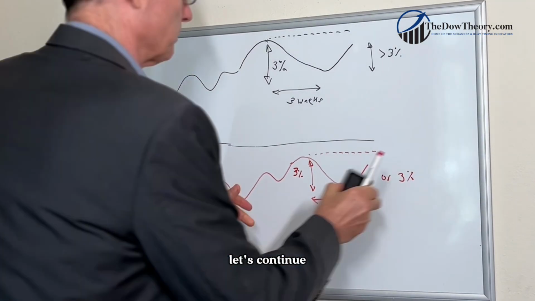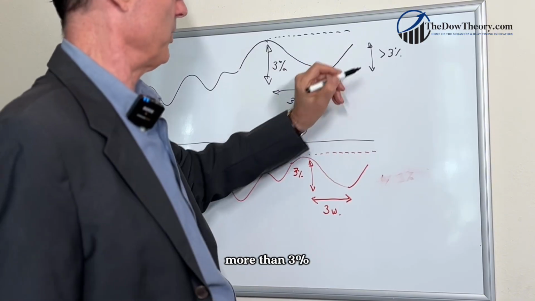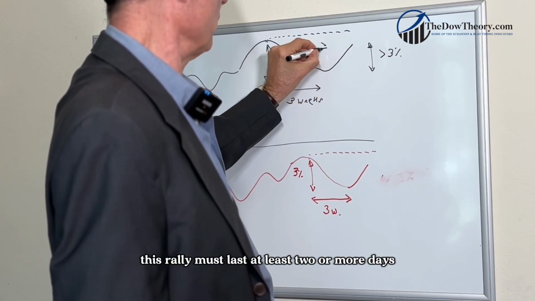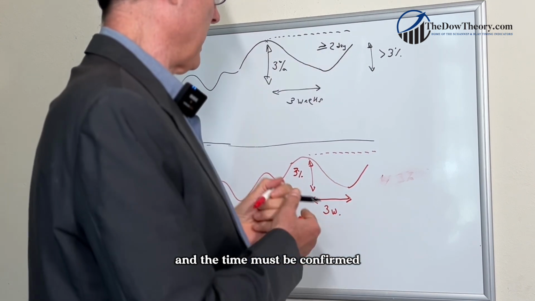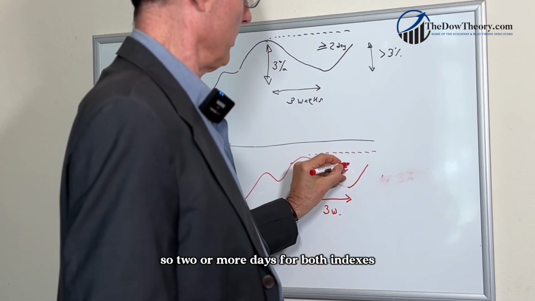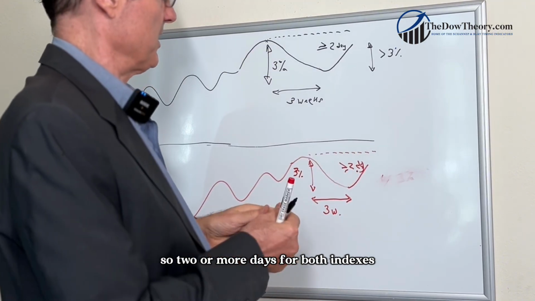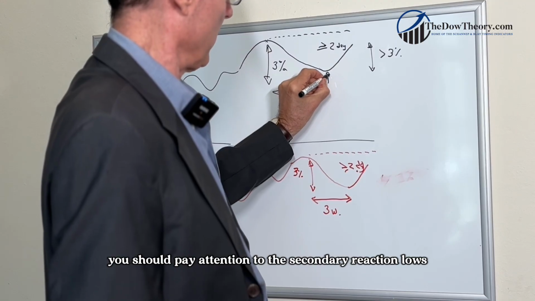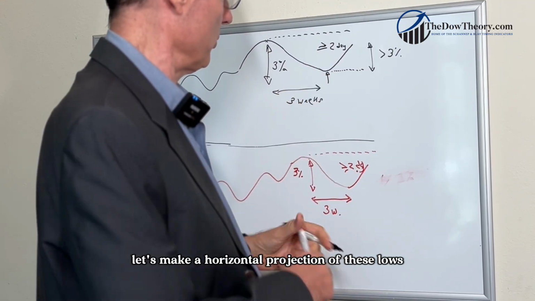Let's continue. Now that we have this rally, more than 3%, this rally must last at least 2 or more days. And the time must be confirmed, so 2 or more days for both indexes. And now you should pay attention to the secondary reaction lows. Let's make a horizontal projection of these lows.